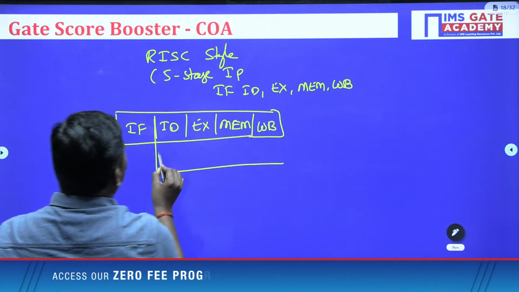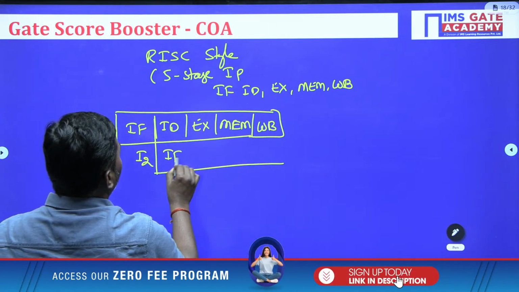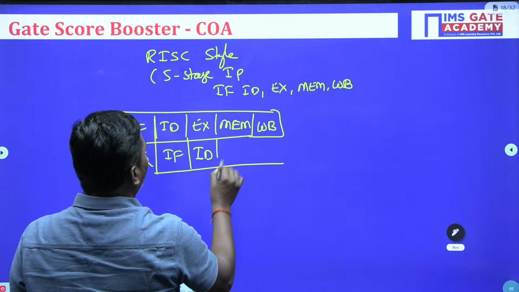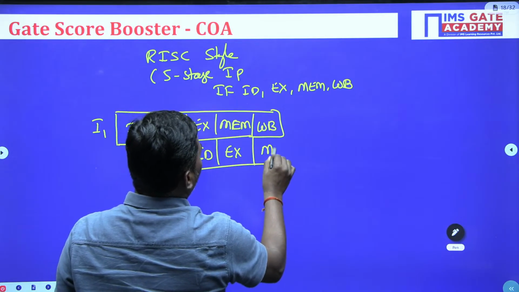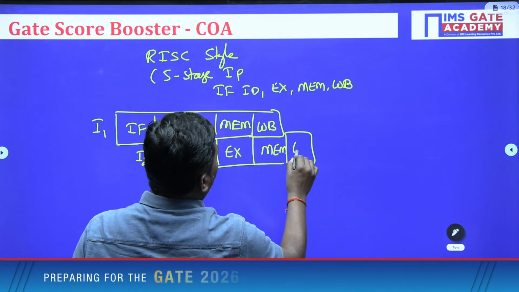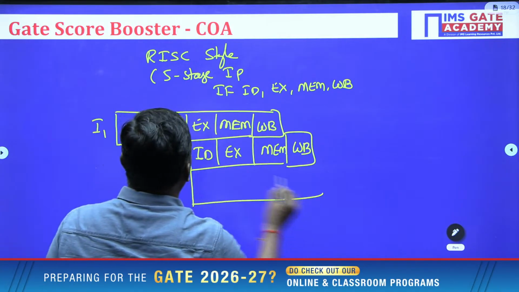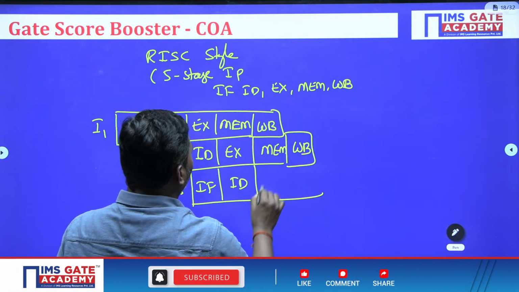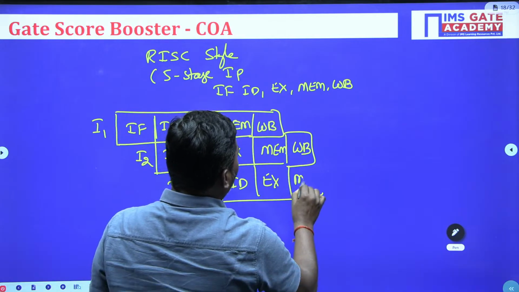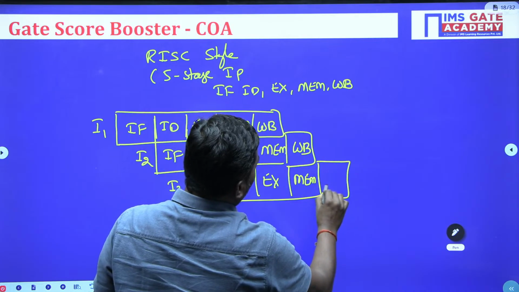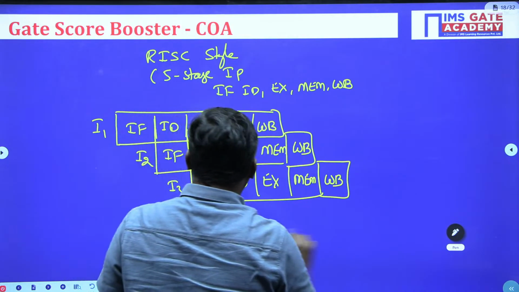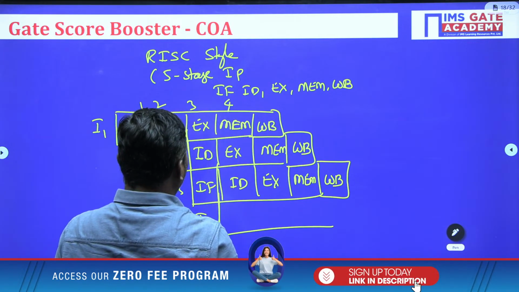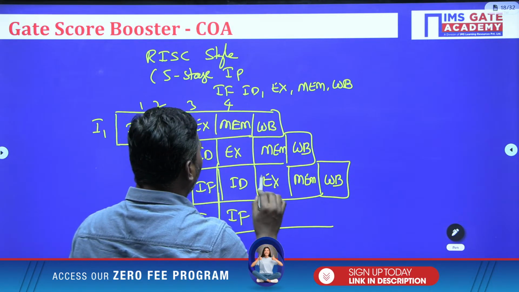When instruction 1 is doing instruction decode, I can fetch instruction I2. Then I2 decodes, executes, does memory access, and register write back. Similarly, when I2 is decoding and I1 is executing, instruction I3 can be fetched, so the stages overlap. Now when we are fetching instruction I4, understand clock number 1, 2, 3, 4.